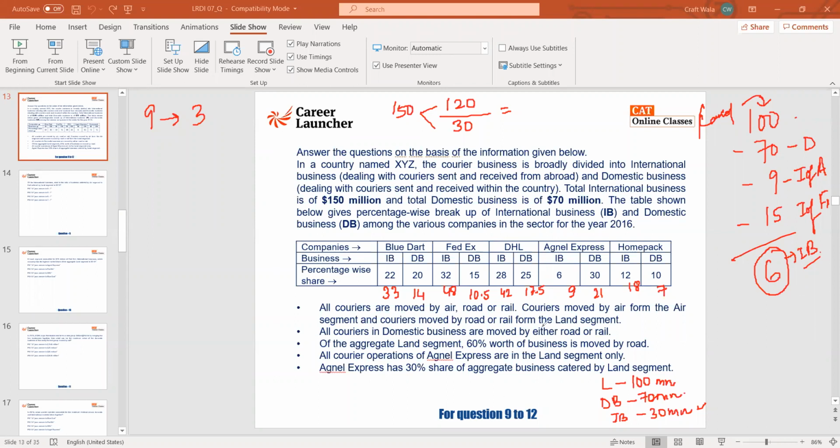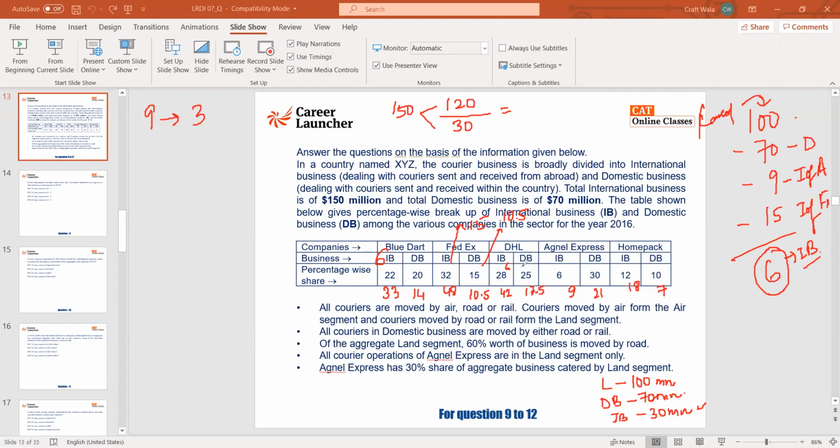For Blue Dart, the best I can give is 6, as we just said. If I give 6 for international, and he's already having 20 in domestic, his total business in land segment will become 6 plus 20, 26. FedEx is having how much of international in land? That is 15, and here it is 10.5. If you add these two, you will still get only 25.5. DHL, if I give this 6, and here it is having 17.5, so 6 plus 17.5.